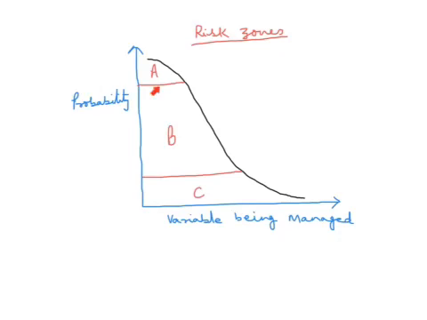Now zone A, where the probability of risk is very high and risk management measures to change the variable value are likely to reduce the probability very little. That is the area where the risk management professionals would suggest that it should be completely avoided.